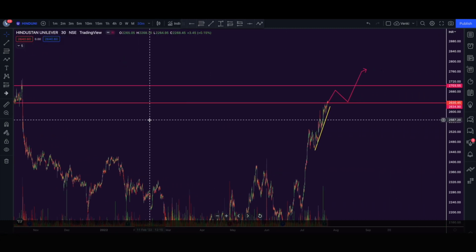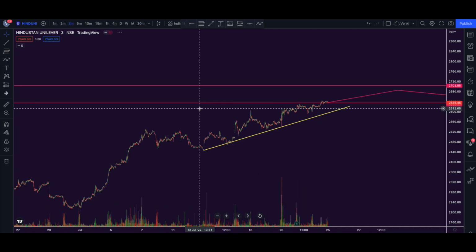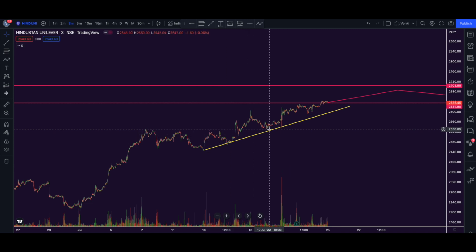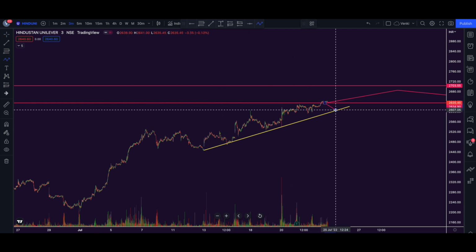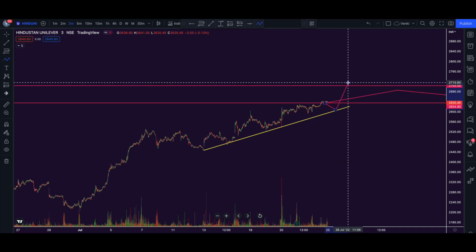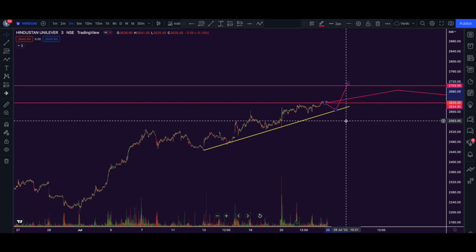For intraday, of course, you have to switch the time frame to 3 minutes. Now on a 3 minutes time frame also, this level is acting as a support. There's a possibility that this stock can come down, take support again, and then it can go towards the upside. Now traders, for intraday, you can use your own strategy or you can use the strategy which we teach.